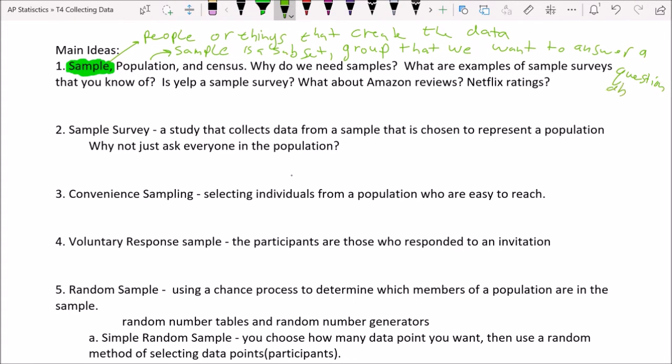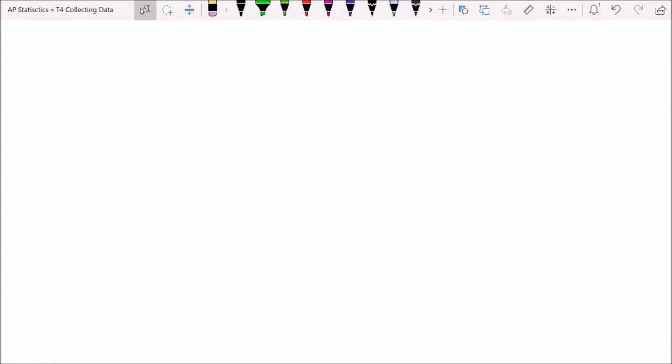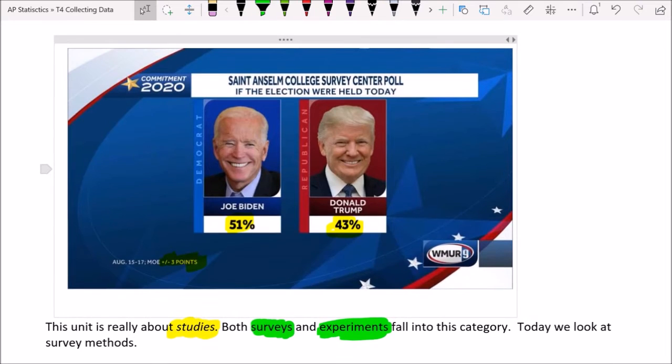Like for example, we had that election example just a minute ago. Let me go back up to that. The results of this study were that 51% of the American people, or I should say registered voters, will vote for Joe Biden, and 43% of the registered voters will vote for Donald Trump. But we didn't ask everybody. They asked a handful of people, and it doesn't say on this graphic how many people they asked, but they didn't ask everybody. They didn't ask me, and I'm a registered voter. So I'm part of the population.